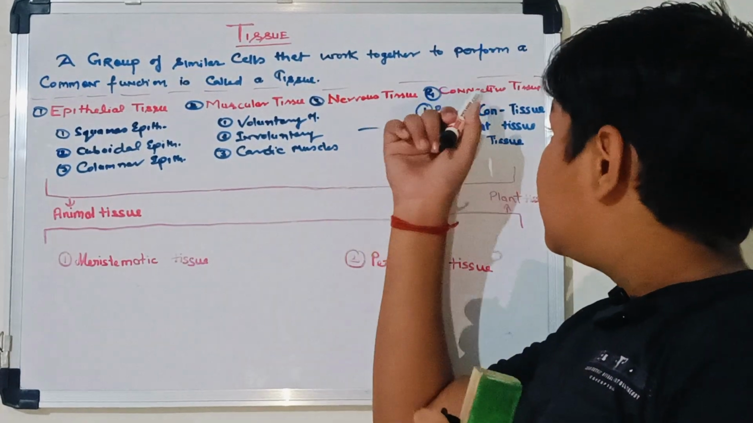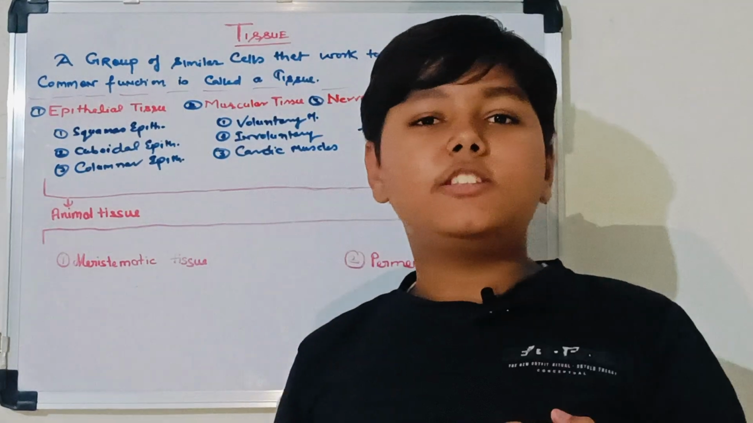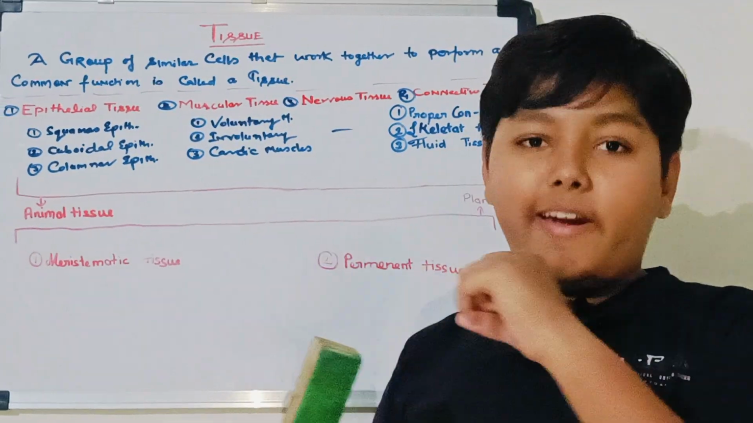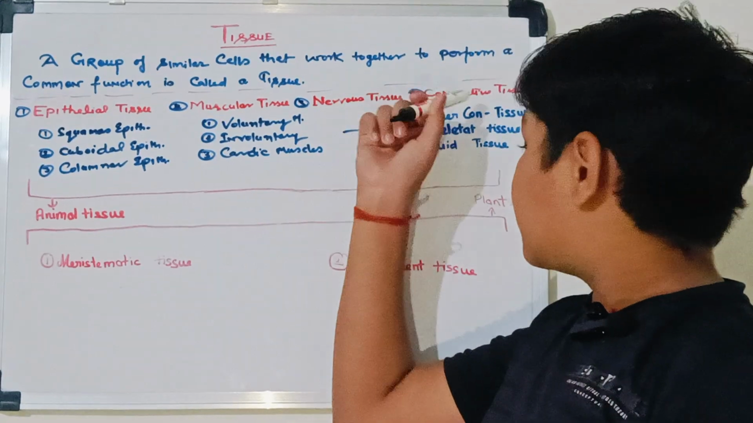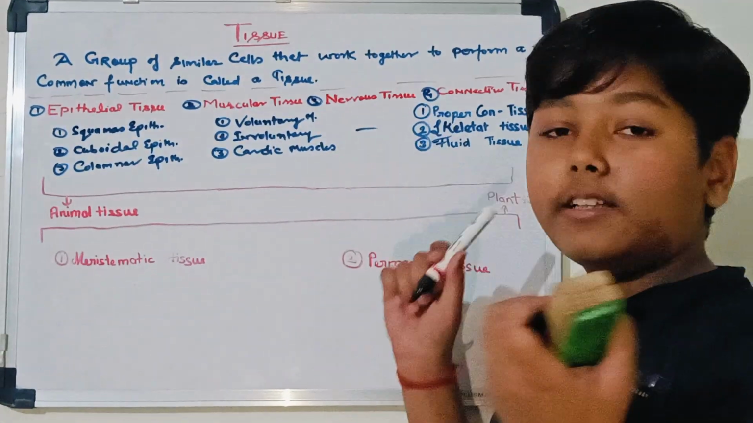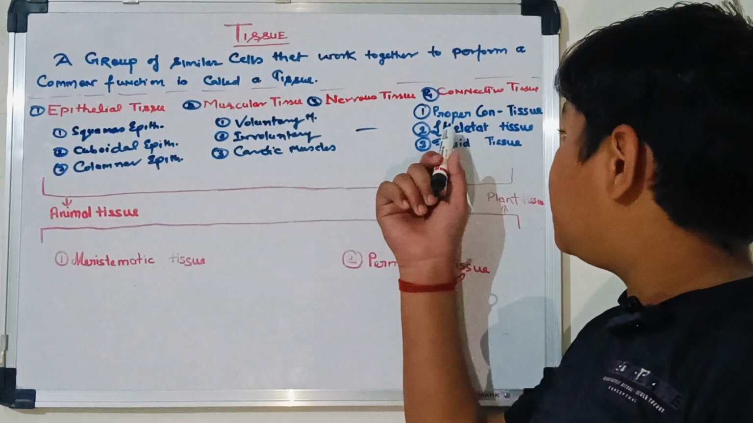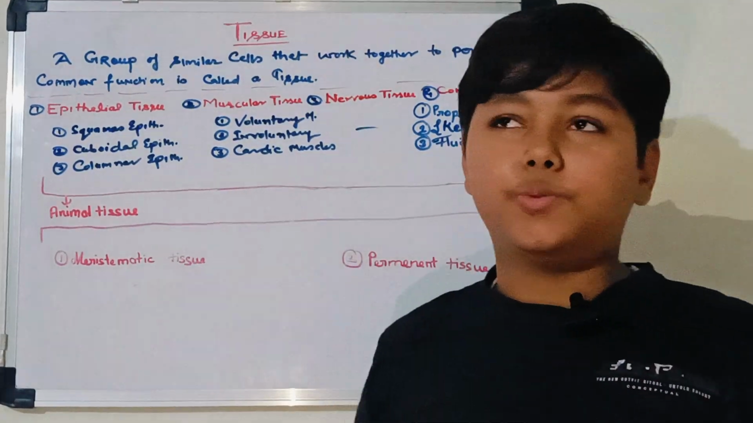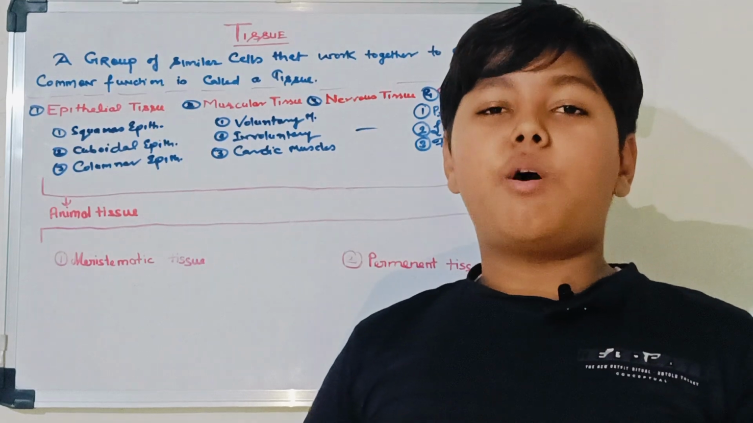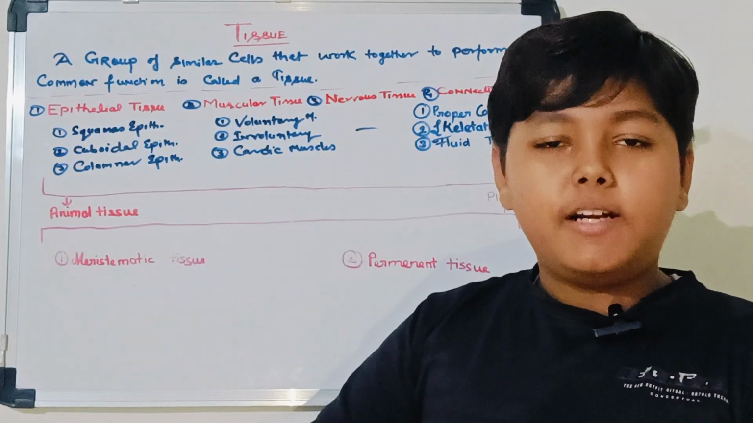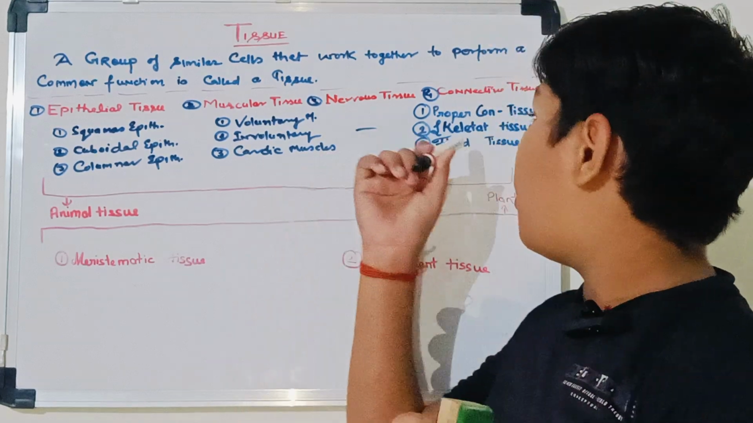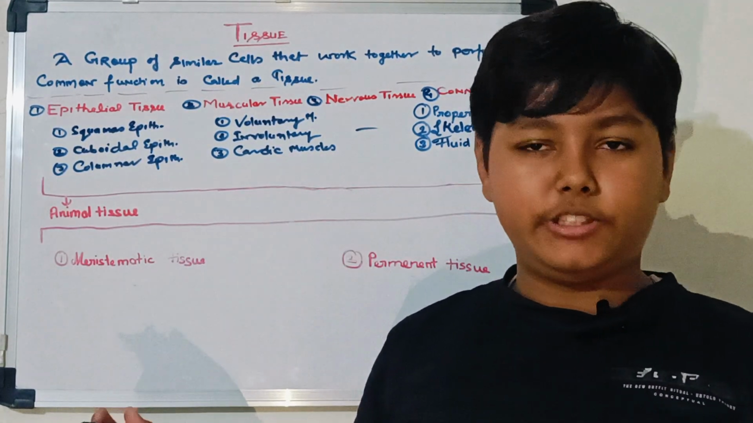After that comes the nervous tissue. Nervous tissue I will explain in another video, and it does not have any type. After that, the connective tissue. Connective tissue has three kinds: proper connective tissue, skeletal tissue, and fluid tissue. What is fluid tissue? The blood flowing inside our body. Whether it's white blood cells, red blood cells, platelets, or plasma, anything, they all come under fluid connective tissue.